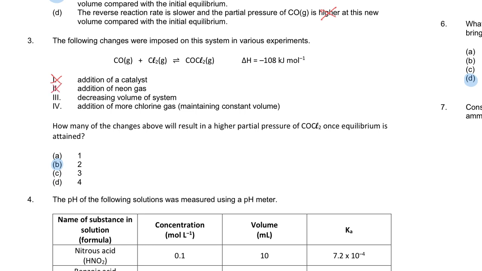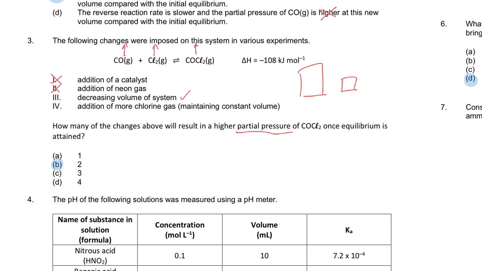Okay, decreasing the volume of the system. So I would always do this with my hands and say, okay, it got smaller. That means that the partial pressure of everything's going to go up. Okay, and you're going to squeeze everything together. That's going to make it an increase in partial pressure overall, because it's not going to go down, even if it is favored. All right. But we should actually work out what happens.